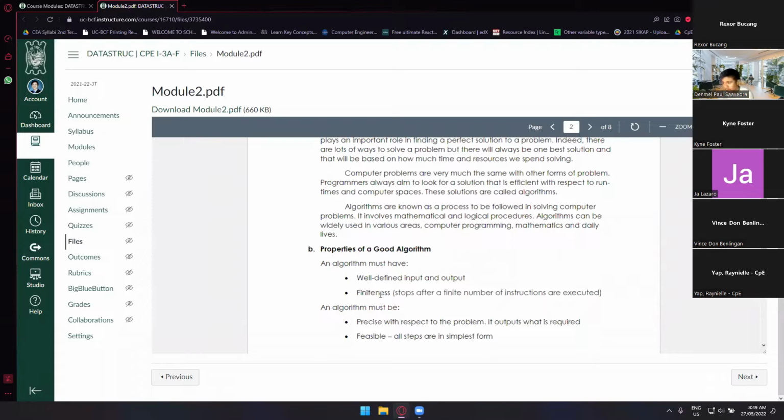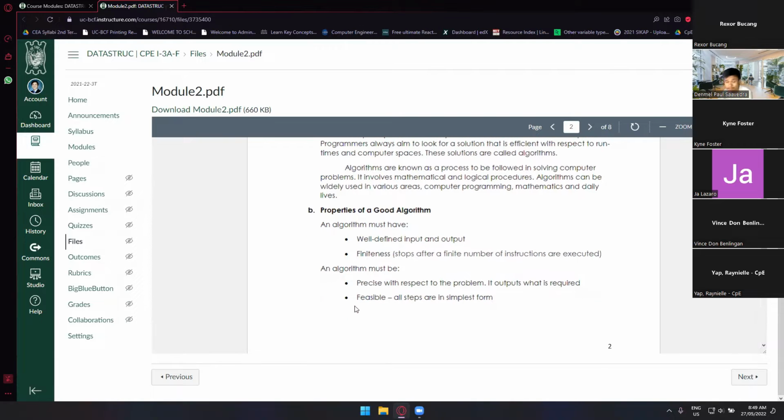That's what's important. And then probably you can just come up with another algorithm and check again if it can solve that in a shorter span of time. So that's what we mean by finiteness. Okay, so it doesn't have an endless loop. And then an algorithm must be precise with respect to the problem.